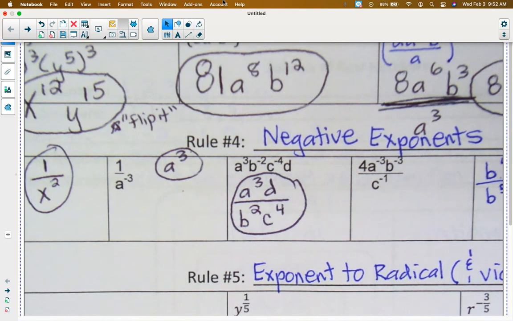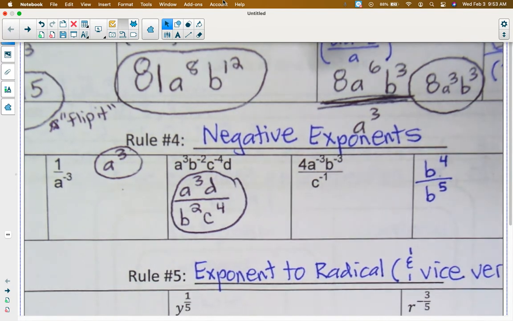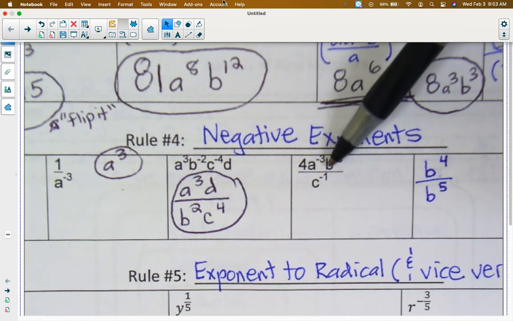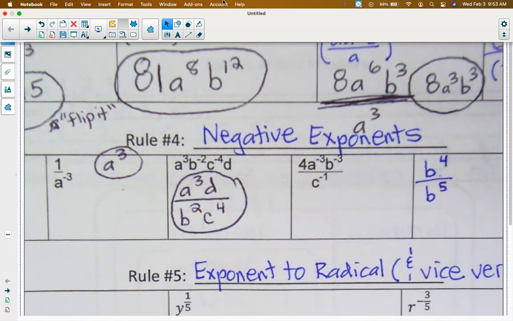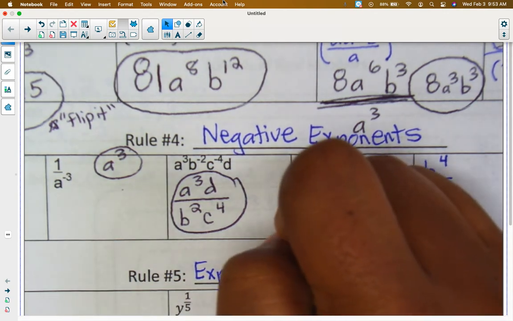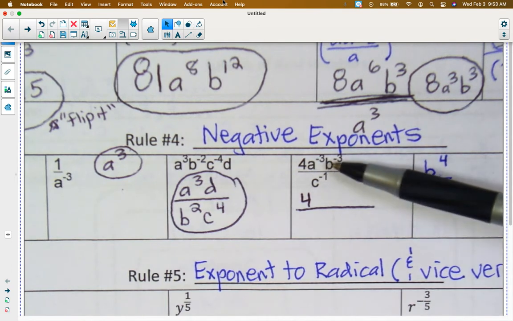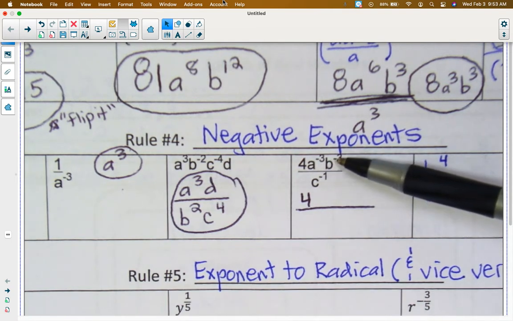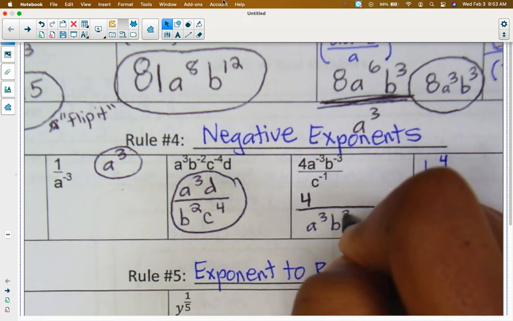Can't do anything else with it. Next example: 4a to the negative third, b to the negative third, divided by c to the negative first power. I've got lots of different things I need to flip in this problem. The a and the b need to go to the bottom, and the c needs to go to the top. And once we flip them, it becomes positive. So my final answer, the 4 is the only thing that stays where it is. So the a and b now need to move from the numerator to the denominator. So that'll be a to the third, b to the third.